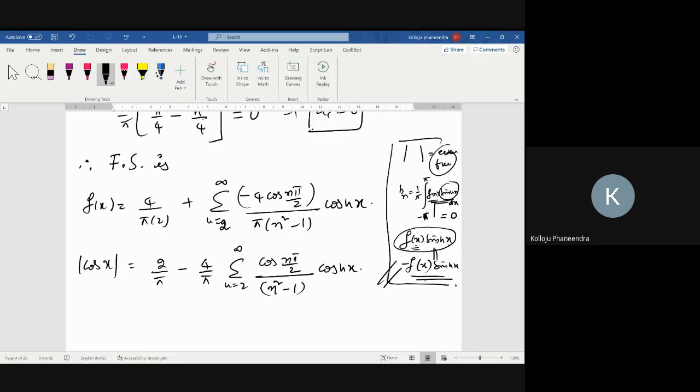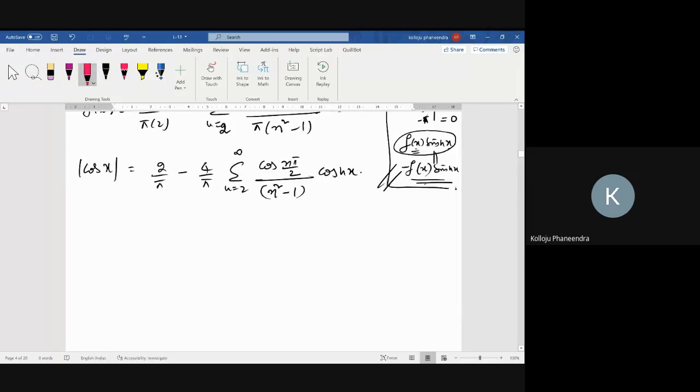In minus pi to pi, decide whether the function is even or odd. If it is even, bn is 0. If it is odd, a0 is 0 and an is 0; bn will be there. And there are some problems, actually previous problems, where in minus pi to pi the function is neither even nor odd. Then apply the entire procedure. You calculate a0, an and bn. Okay?